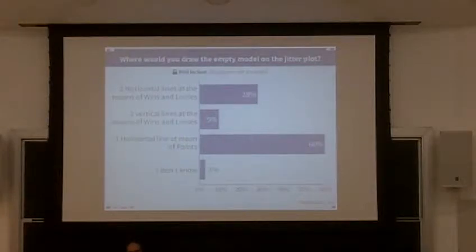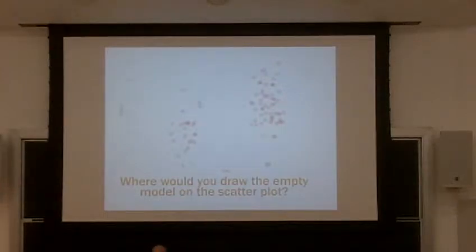All right. One horizontal line at the mean is the most common response. Two horizontal lines at the means of wins and losses is the next most common. Who thought it was two horizontal lines at the means of wins and losses? Could somebody explain to us what you thought? One out of every four of you answered that question. What were you thinking? Okay, tell us why you did that.